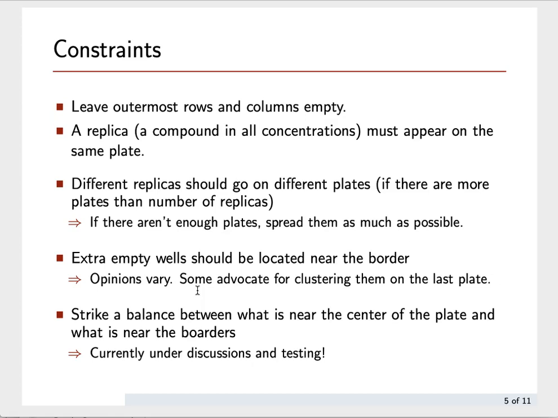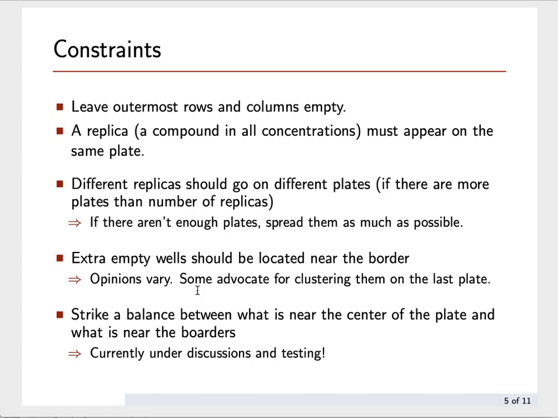Well, the scientists that have been working with this all these years actually have an idea of some constraints that will help make better and more reliable plates. So for instance, we can leave the outermost rows and columns empty. We can have replicas, and ideally we would like a whole replica, meaning a compound at all the different concentrations, to appear in one plate. And this is so that we can actually compare the effect of the concentrations within one plate. We would like then to make their replication on different plates. This is to compensate for whatever happens on this plate. Say, for instance, that it was cleaned a different number of times.